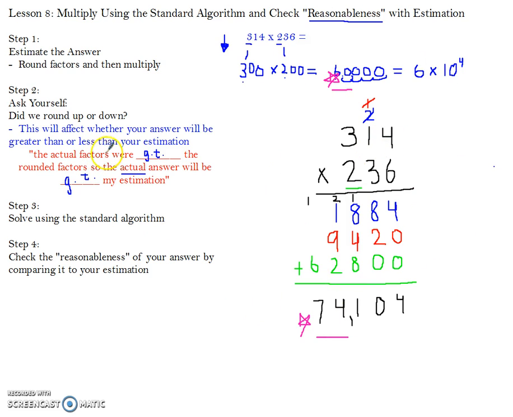The other way is by looking back at your sentence frame that you filled in and seeing if your answer is actually greater than your estimation. And we can say here 74,000 is definitely greater than 60,000. So that's another way to check the reasonableness of your answer. If it wasn't greater than, you would want to go back and check your math in your standard algorithm.